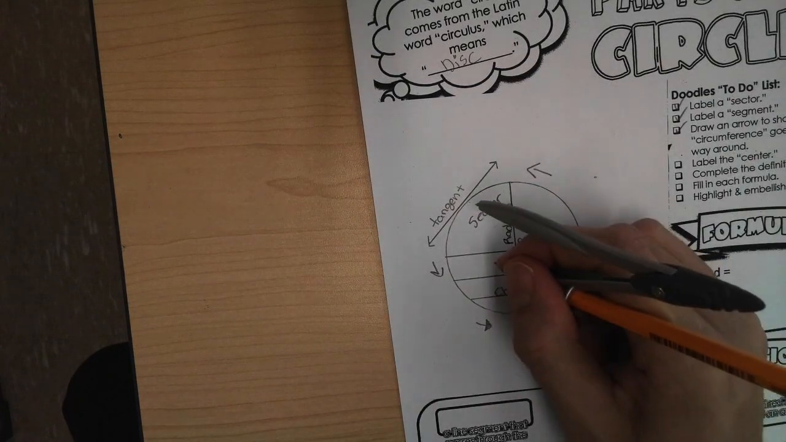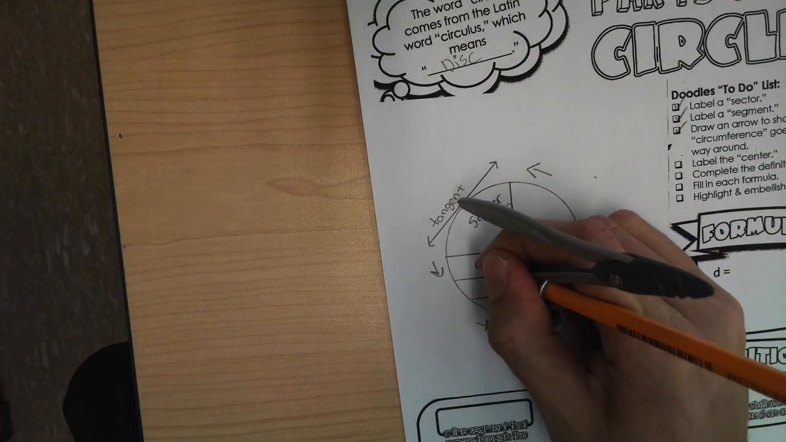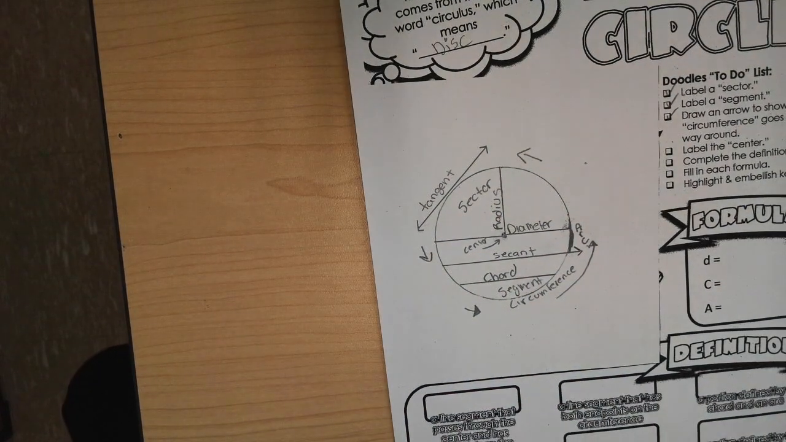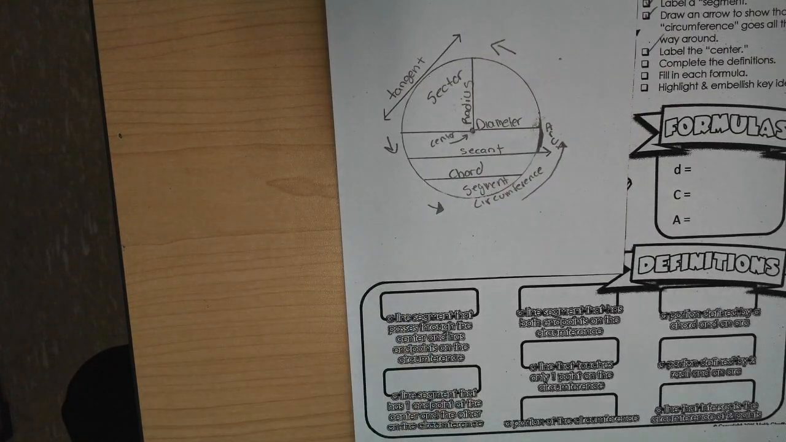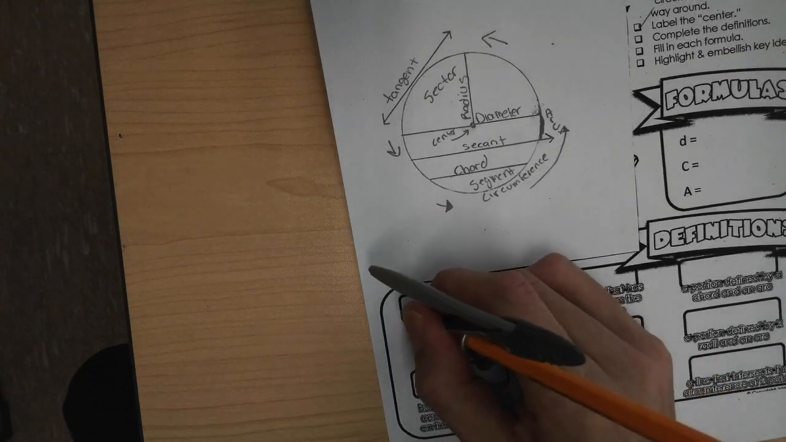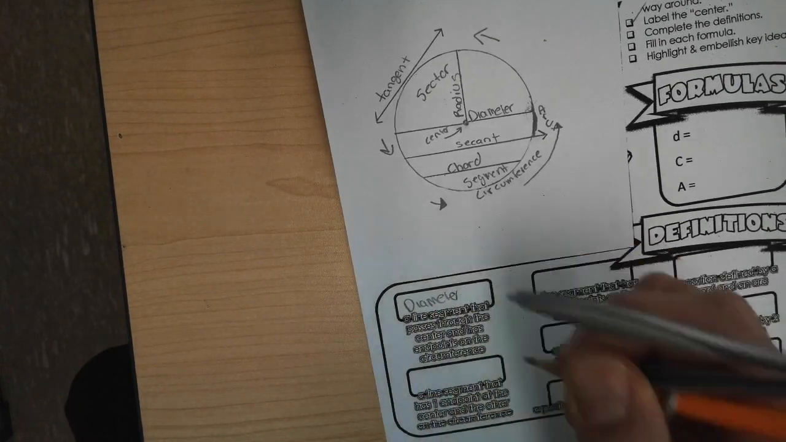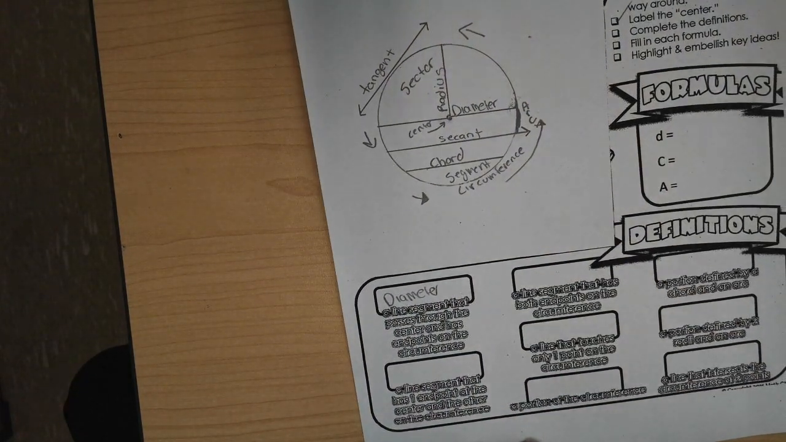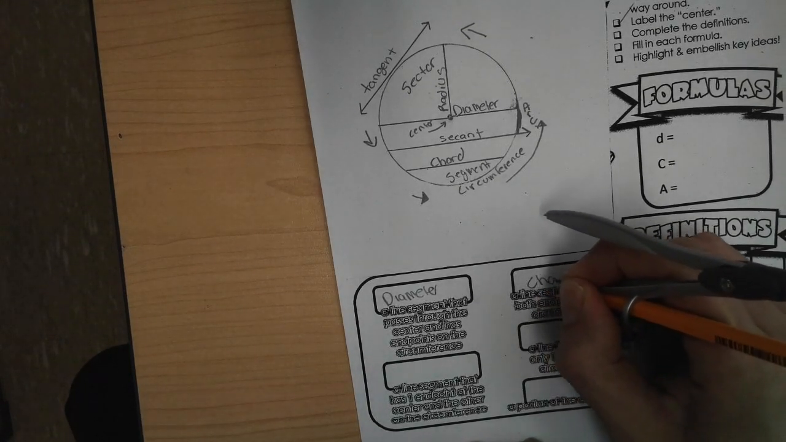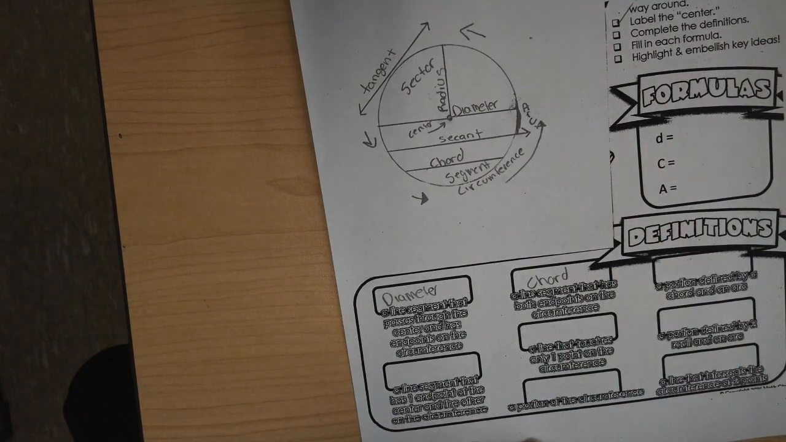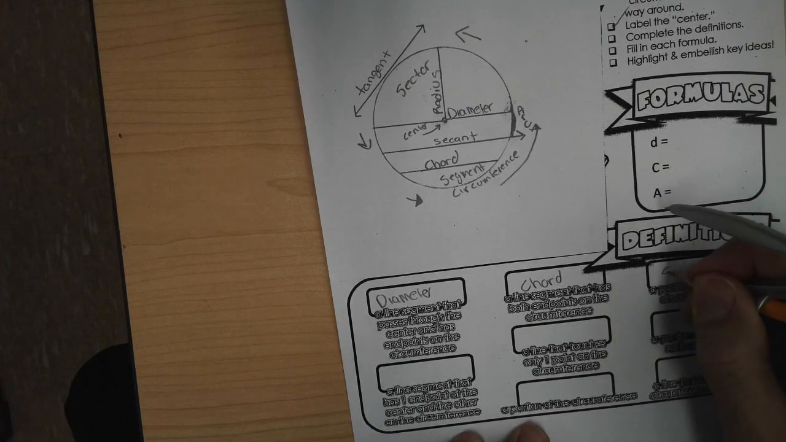The next thing you want to do is label our center. Okay, so let's check that off. And then let's complete the definitions. A line segment that passes through the center and has endpoints on the circumference is called a diameter. A line segment that has both endpoints on the circumference is called a chord. A portion defined by a chord and an arc is called a segment.